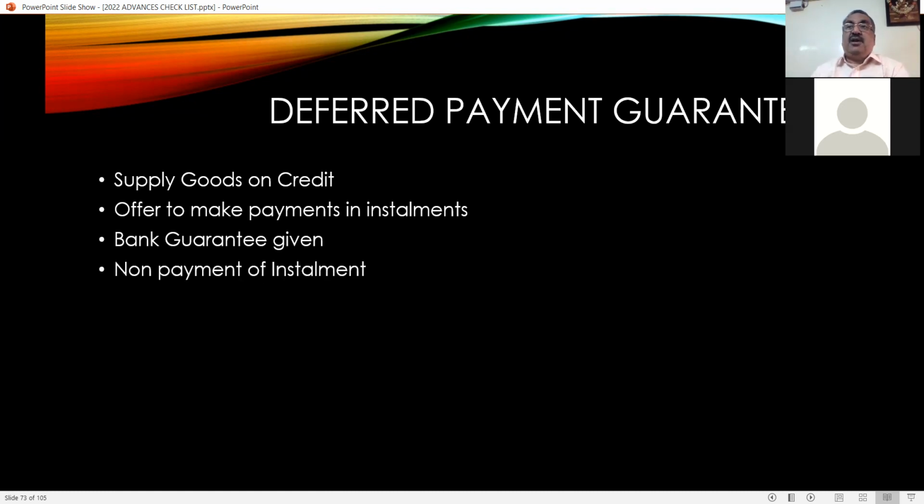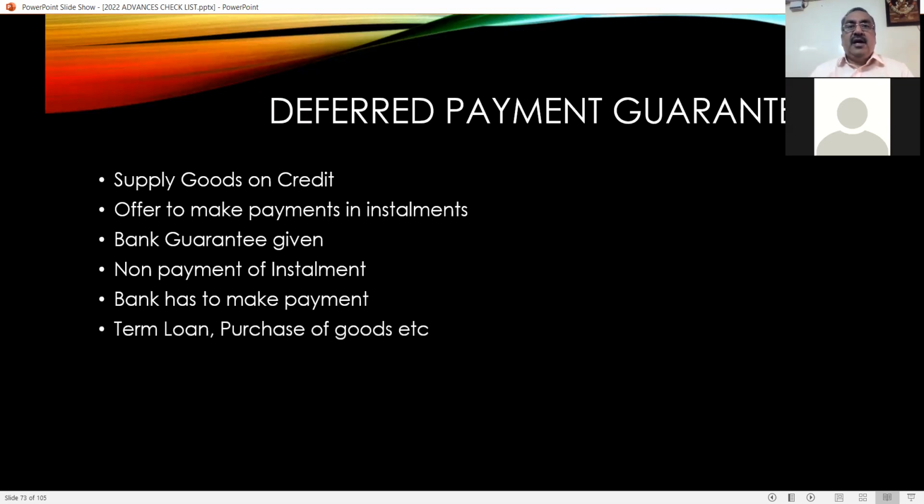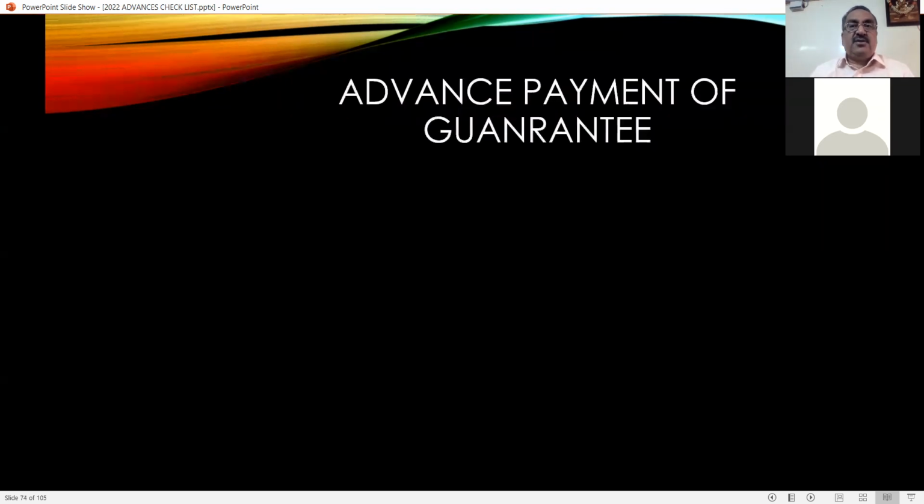On non-payment of an installment, the beneficiary will ask the bankers to make the payment, and the bank has to make the payment to the supplier of the goods. And you can use this for a term loan or purchase of goods. Term loan means any purchase of machinery, that is, any capital asset. This DPG can be utilized there.